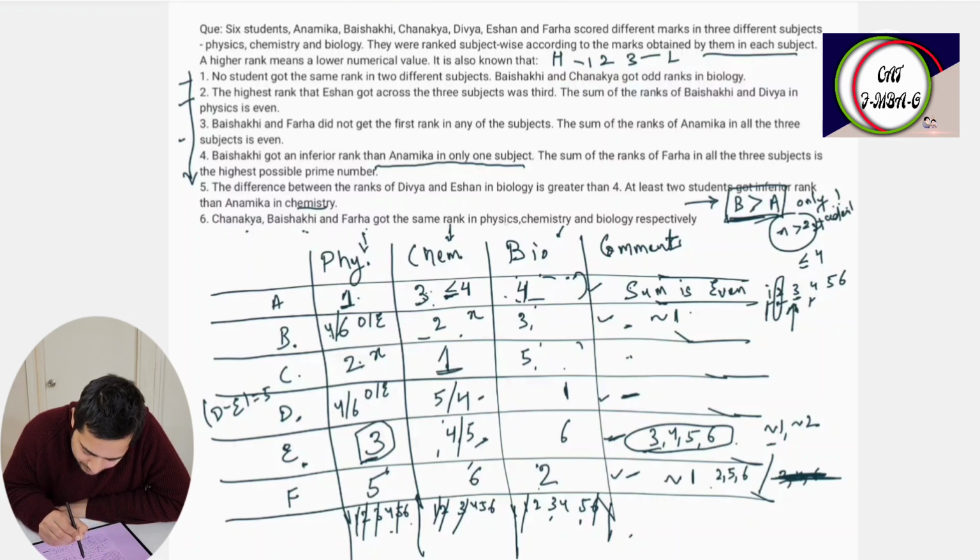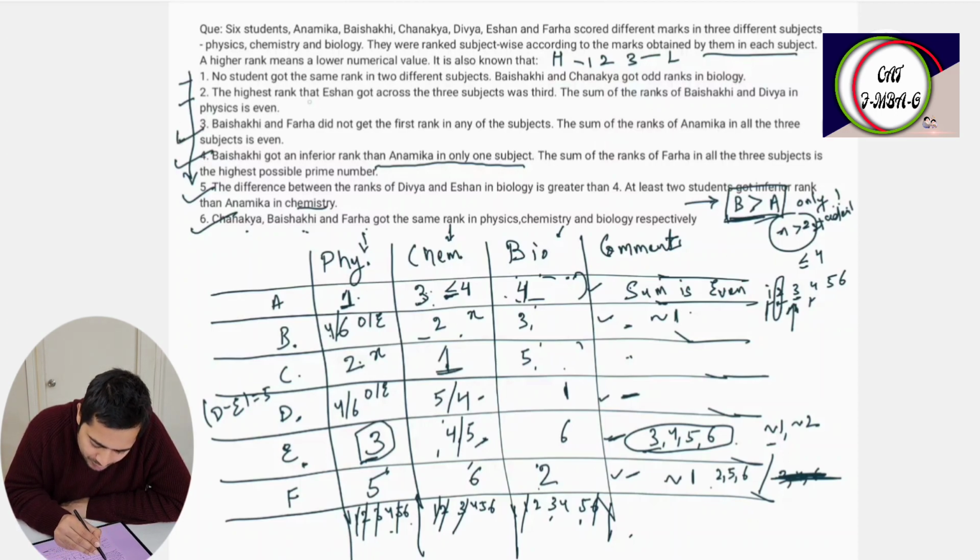CBN got same rank in physics, chemistry and bio. This is done. Difference between the rank of Divya and Ishan in biology is greater than 4. At least 2 students got inferior rank than Hanamika in chemistry. This is done. Mesaki got an inferior rank than Hanamika and the sum of the ranks in all the three is the highest possible prime number. This is done. Besaki and Farah did not get the first rank in any of the subjects. The sum of the ranks of Hanamika in all the 3 subjects is even.